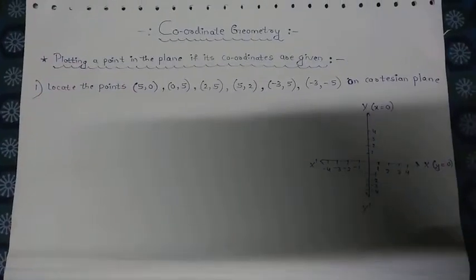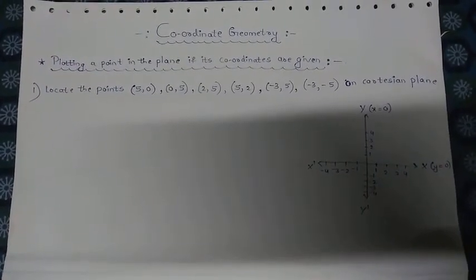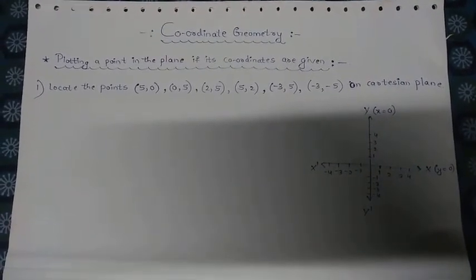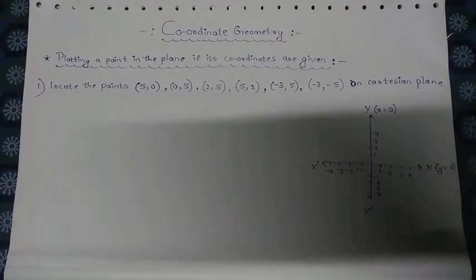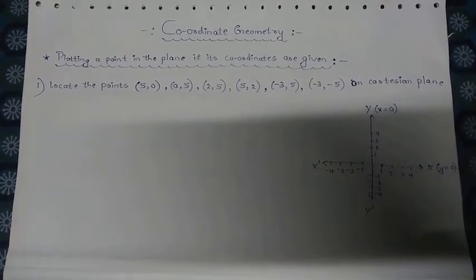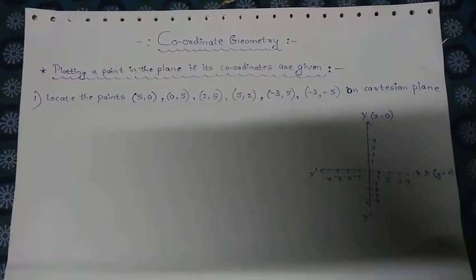Good morning, everyone. So, in the last class, we had studied the introduction of coordinate geometry and also discussed the Cartesian system. So, what do you mean by coordinate geometry? Coordinate geometry means the branch of mathematics which deals with the study of two axes. So, which are those two axes?